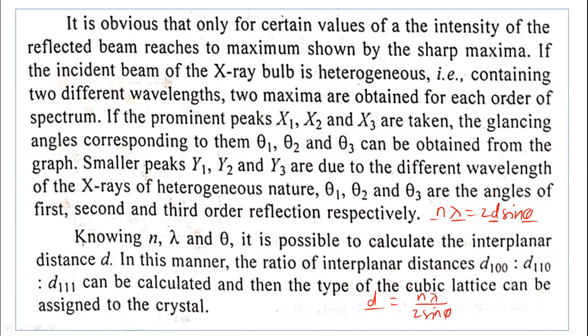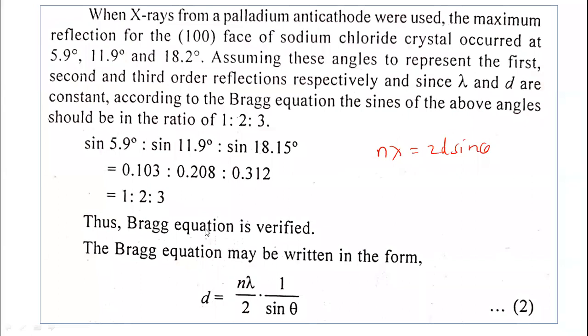Suppose that it is the 100 plane, the 110 plane, the 111 plane, so d100, d110, d111 can be calculated, and then the type of cubic lattice can be assigned to the crystal according to the ratio d100 to d110 to d111. This d110 can be determined using this. So in this way the crystal structure can be determined by this method.